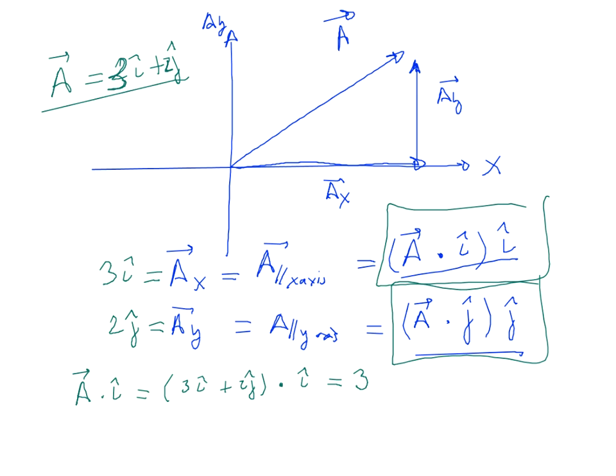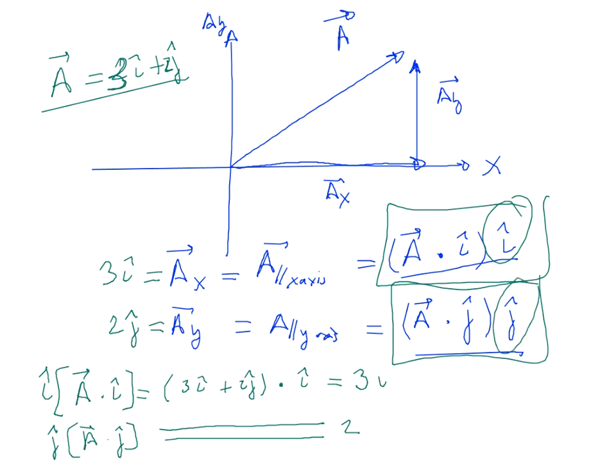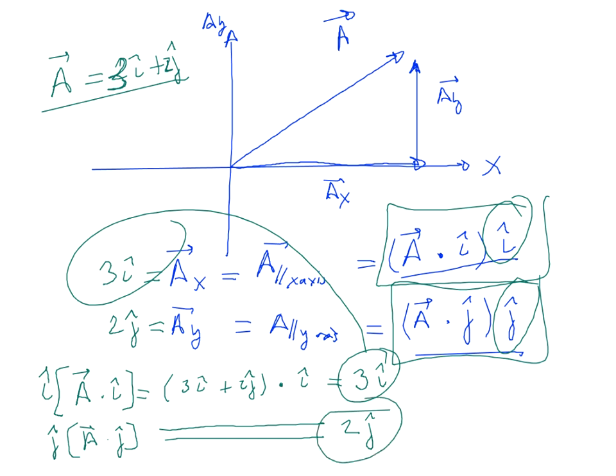Excellent. Okay? Similarly, A dot J will give me what? Using the same technique? Excellent. 2. Let's multiply this by I again and multiply this by J again to complete my formula. Bing. Bing. So sure enough, it's the same.